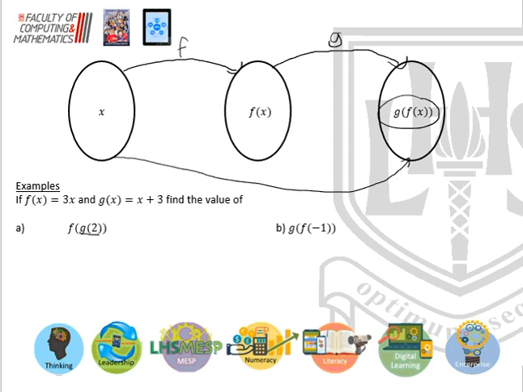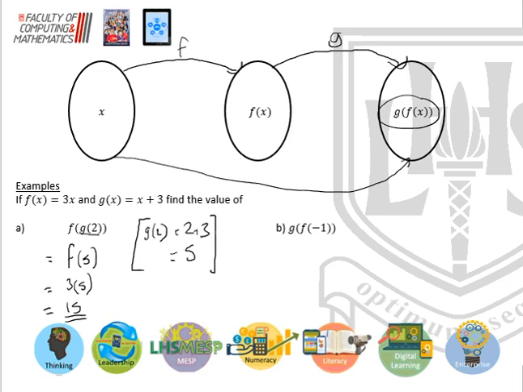So g of 2, we know this from our National 5 stuff. G of 2 is going to be 2 add 3, going from this function here, which is 5. So if I'm doing f of g of 2, that means I'm doing f of 5, which means I'm doing 3 lots of 5, which is 15. So you can see the composite function. Firstly, we're doing g of 2, and then we're putting that value into our function f.